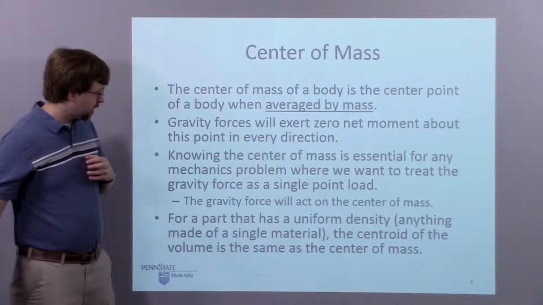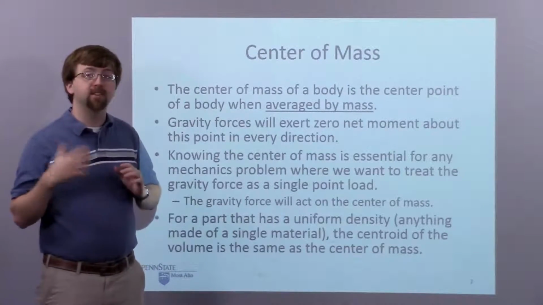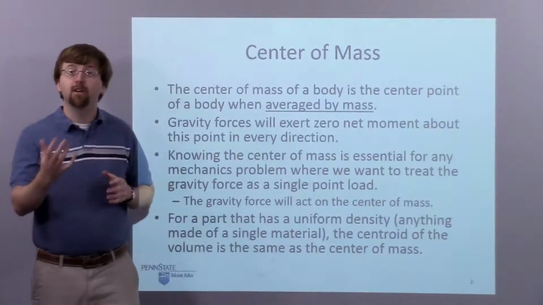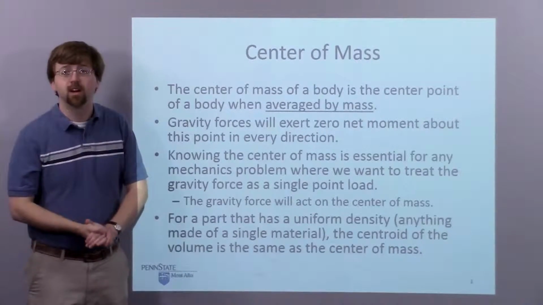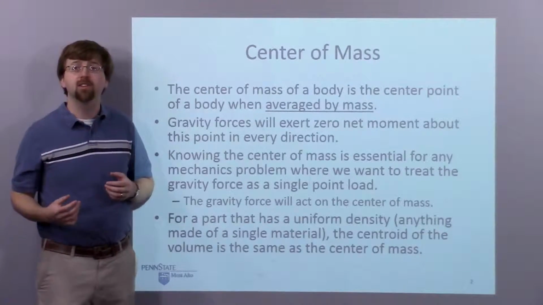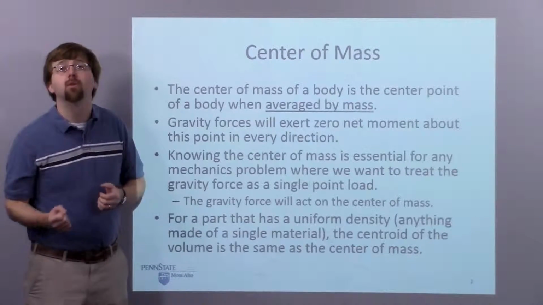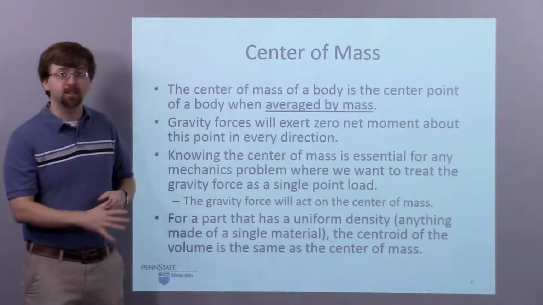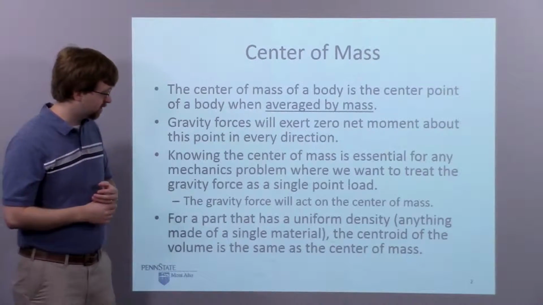Alright, so for a part with a uniform density, anything made of a single material, the center of mass is going to be the same point as the centroid. So we can use those two interchangeably. When we have non-uniform density, so we've got a piece made of more than one material, or a piece that has a continuously varying density, then we need to do those center of mass calculations.